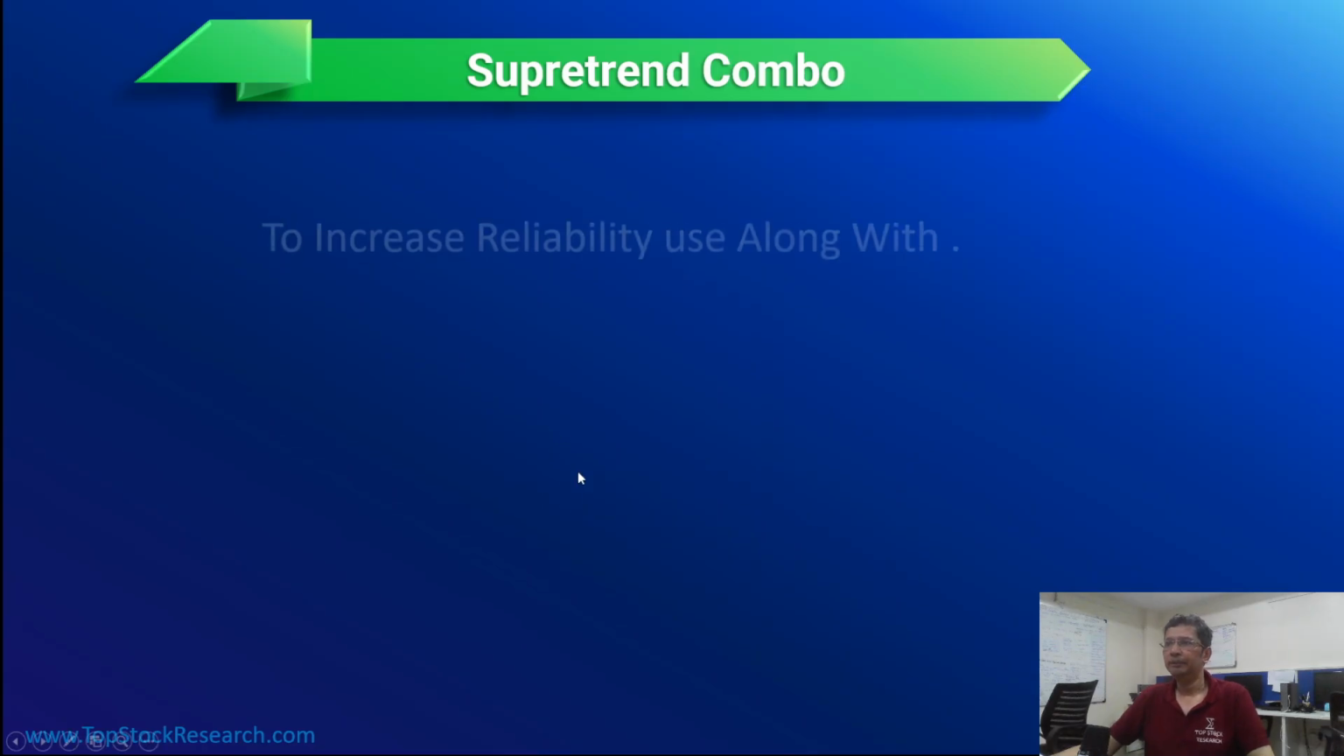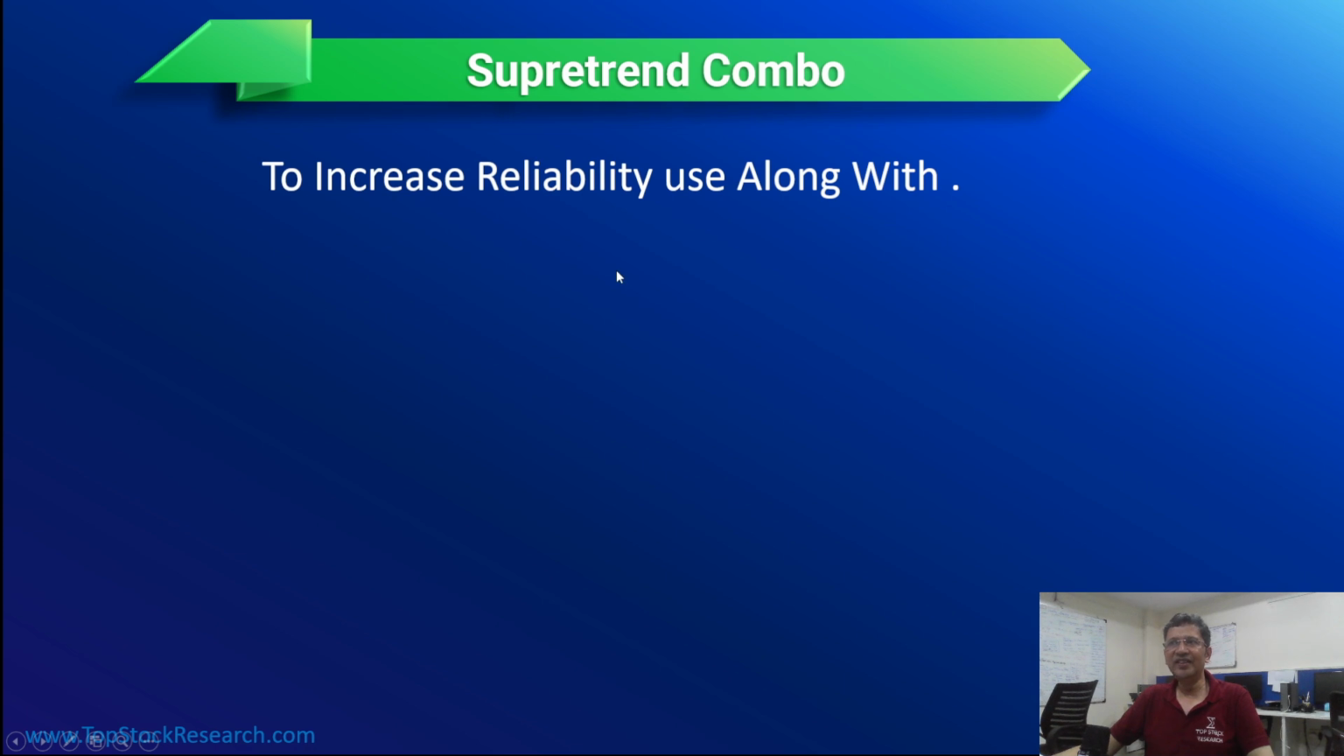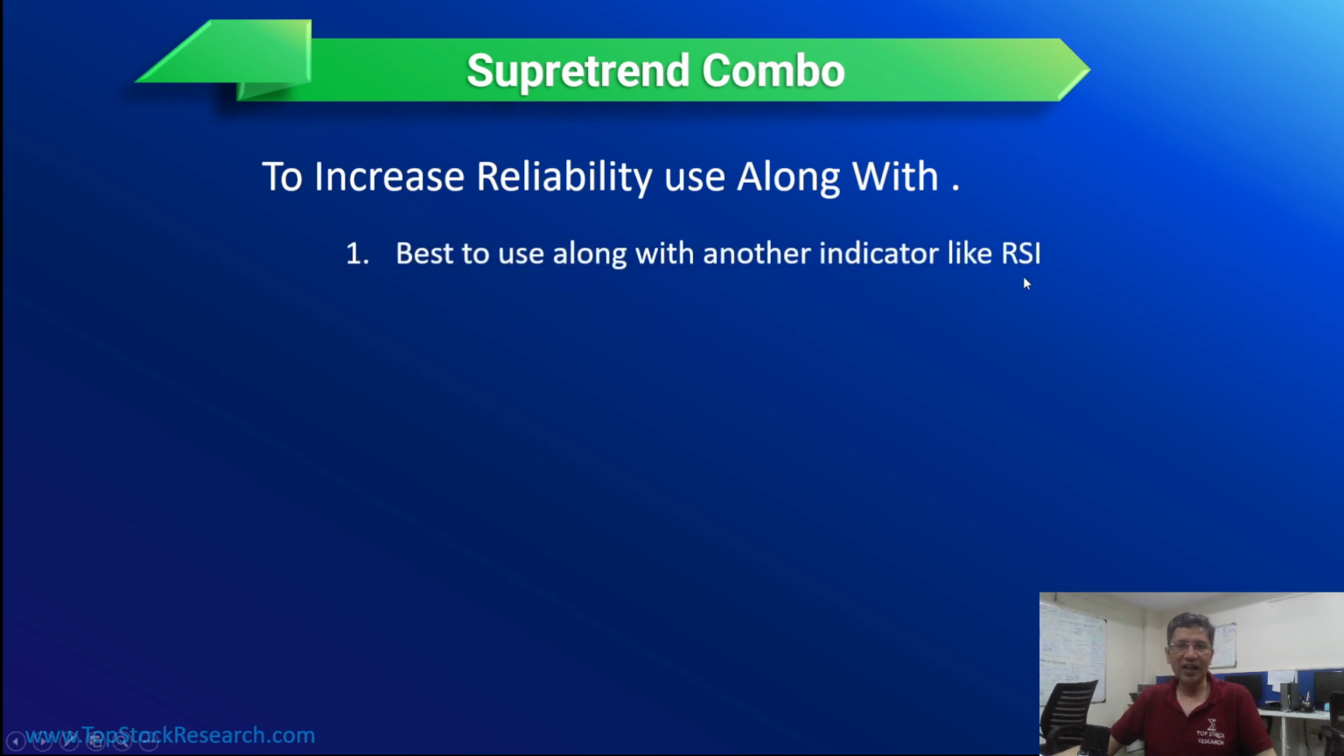So what next in Supertrend? To increase the reliability, like any other indicator, if you use multiple indicators, it will give you better reliability. So you can use it along with RSI, to see how much strength is there. You can also use it with any candlestick pattern, especially when the breakout is happening. If a favorable candlestick pattern is made, that's again a good thing. You can use it with volume for another thing.